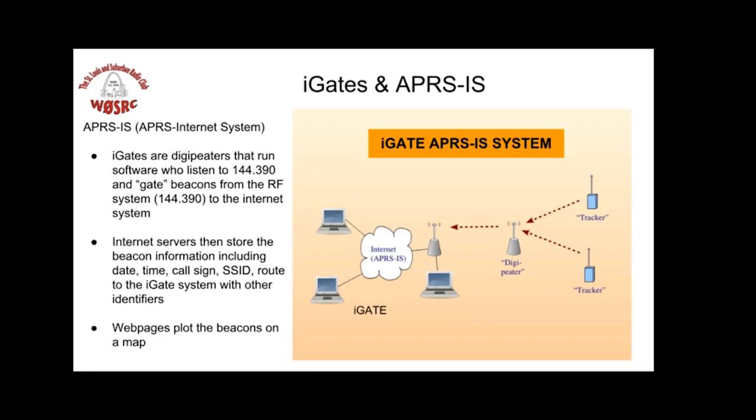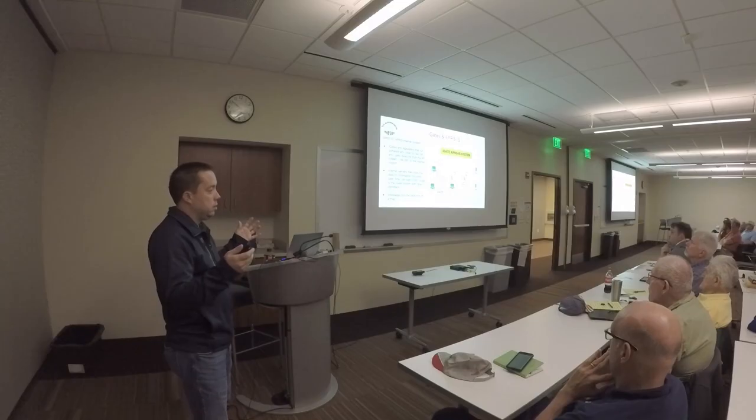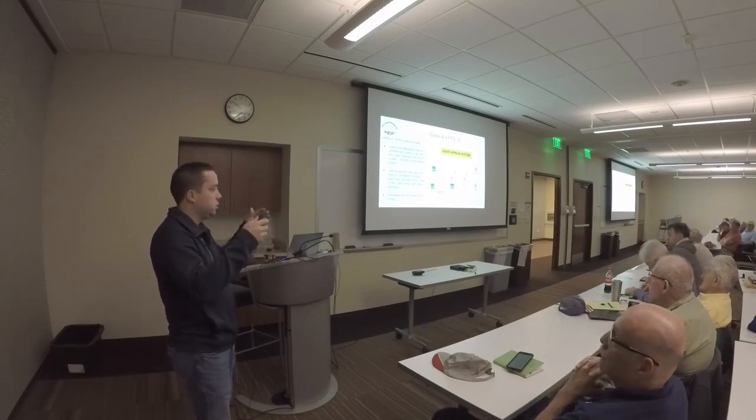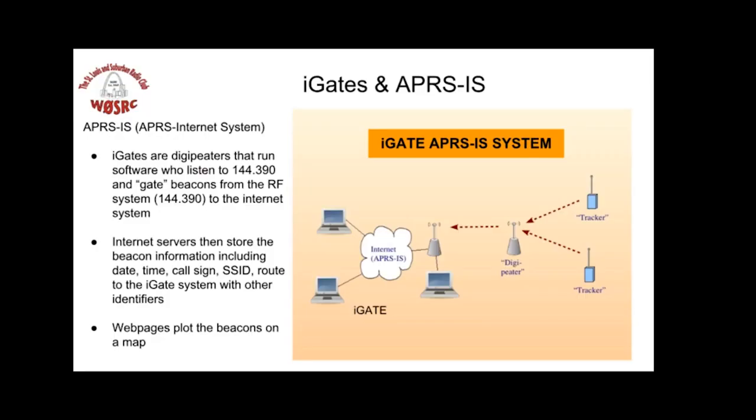iGates in the APRS-IS system. Basically, it's a system that listens on 144.39, takes all those beacons it hears, and puts them on the internet. It sends them to a server that allows you to plot it on the internet, okay? So this is a good representation: you've got a tracker, here's a Digipeater that forwards it on, you've got an iGate right here, and it puts it on the APRS.IS system. So IS just means internet system.